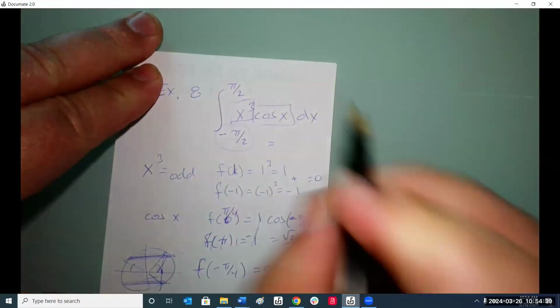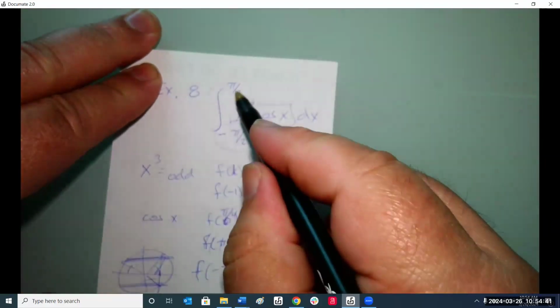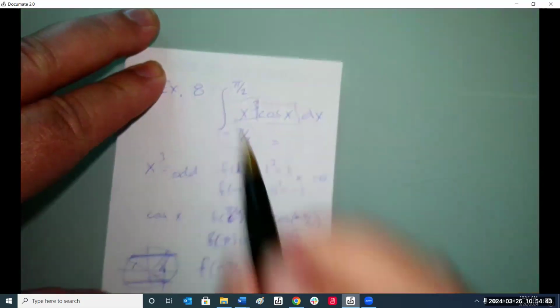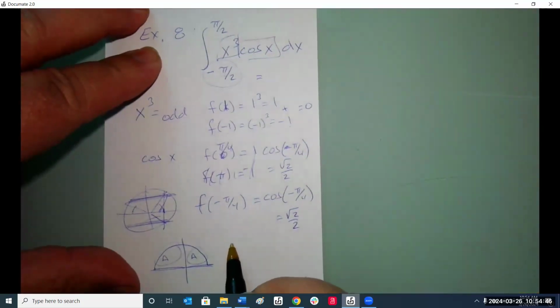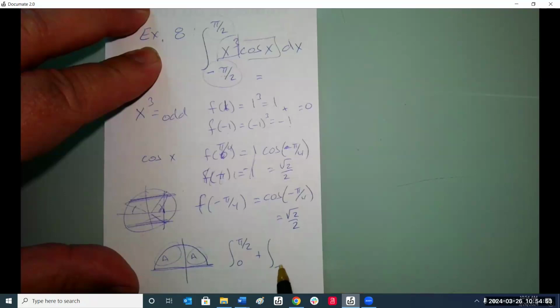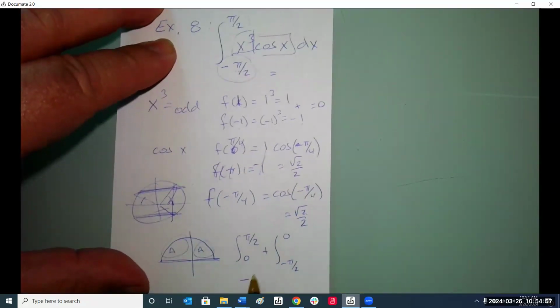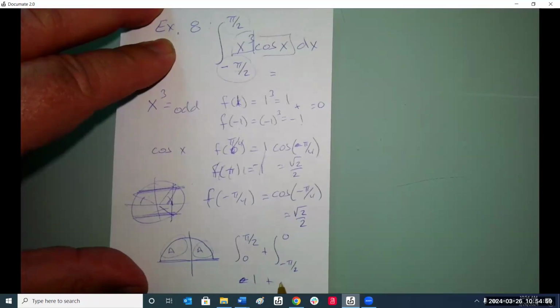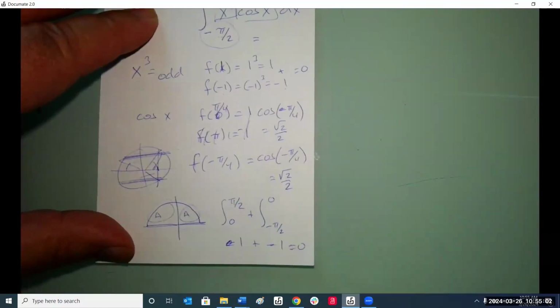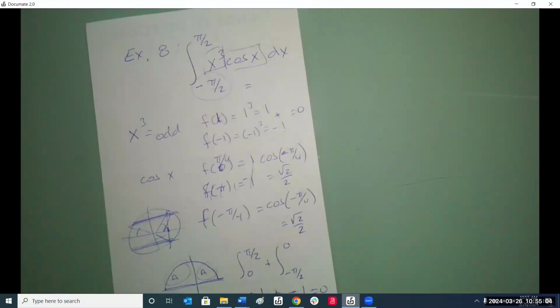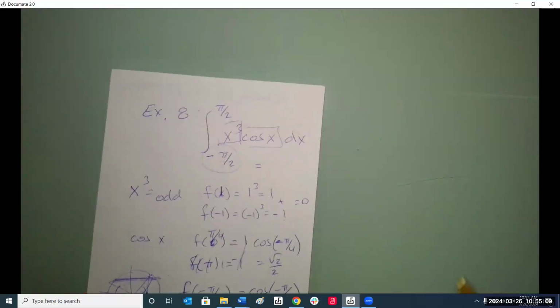We just use the property that we can divide this in half. It goes from 0 to pi over 2, and then from negative pi over 2 to 0. Let's say this is going to give us a positive 1, and this is going to give us a negative 1. So the answer is going to be 0, because it's an odd function and the sum of the two is going to cancel. So the answer of this one is automatically going to be 0.